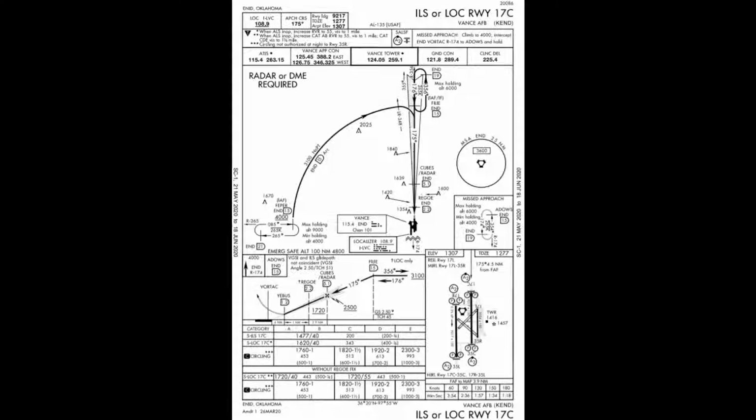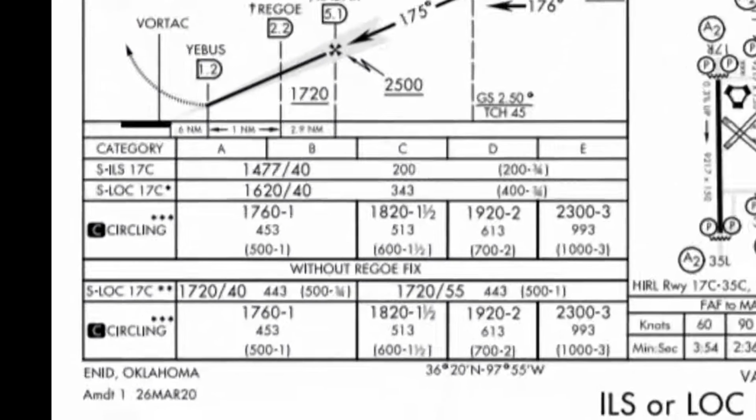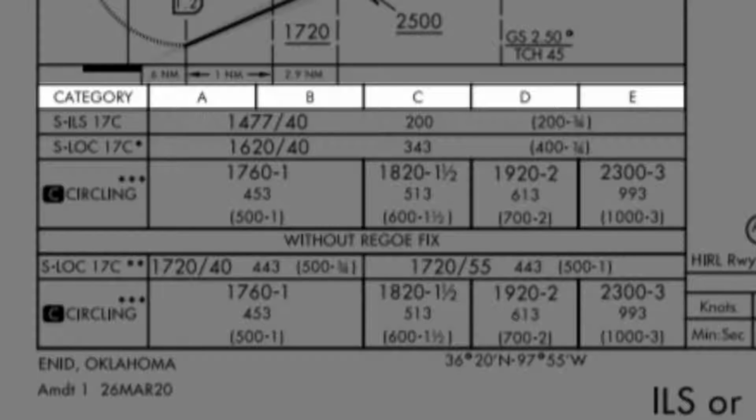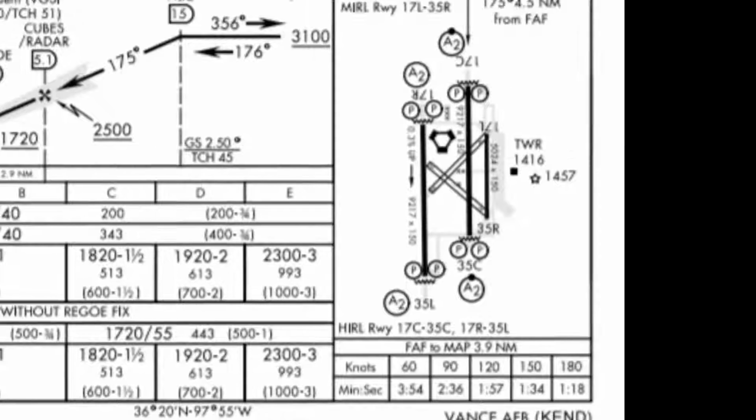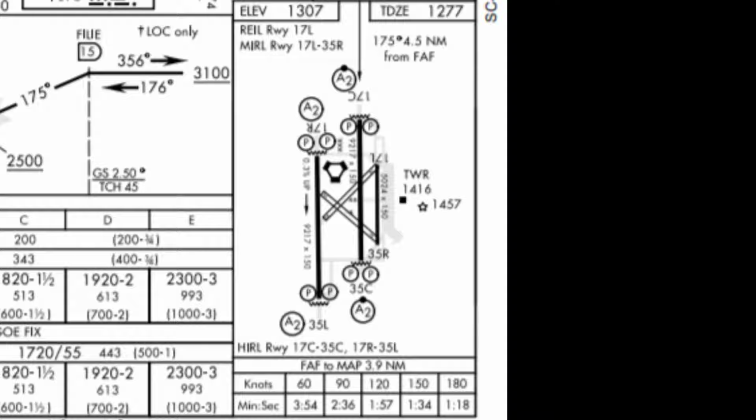Landing minimums is always published directly below the profile view. Landing minimums provide aircraft category information concerning the decision altitude or MDA, the height above touchdown, and finally the minimum weather to shoot that type of approach. Finally, we move on to the airport sketch.